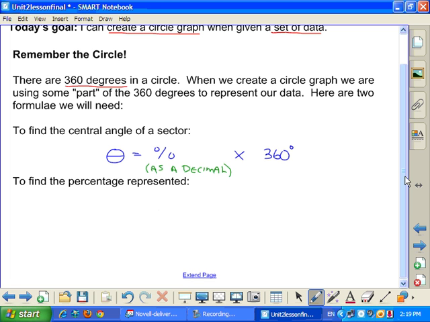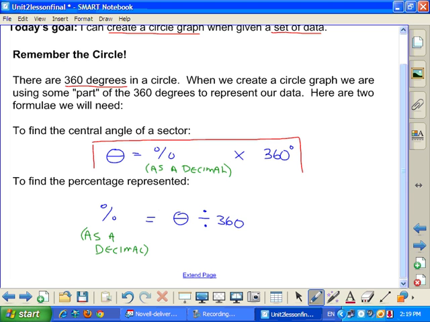Now, to find the percentage represented, we will take the angle given, theta, and divide by 360. Again, this is going to give you a decimal, so we'll have to convert it after. All right. So there we go. That is how we calculate the central angle of the sector and the percent represented.